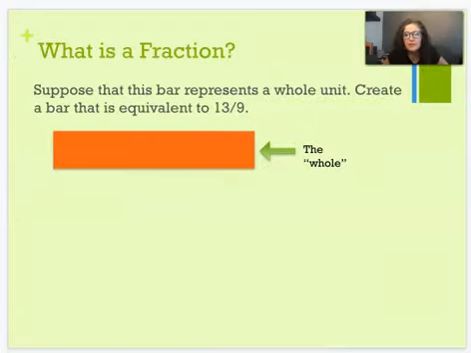So here's another idea. So what is a fraction? Suppose that this bar represents a whole unit. Create a bar that's equivalent to 13/9. So the orange rectangle you see there is the whole. So what would you do? Think about what this means.